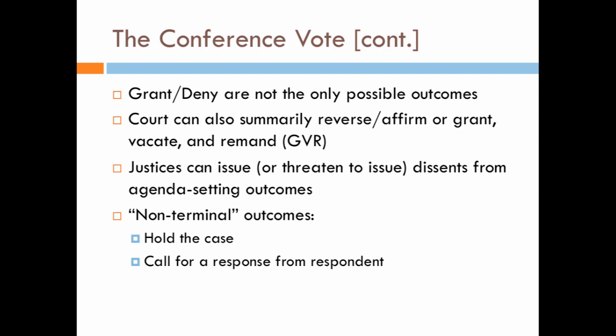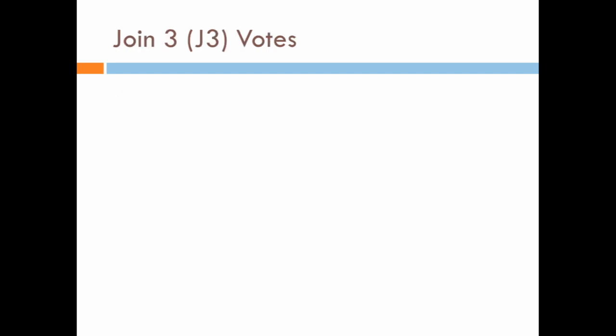If this respondent had waived their response, the court can CFR, which is call for a response, and elect not to make a cert decision until they review the arguments from the respondent. And finally, the Supreme Court can call for the views of the Solicitor General, CVSG, which means, again, to quite literally call for the views of the Solicitor General. This occurs when the justices want the Solicitor General to weigh in on the case, and that's something that we'll talk about in greater detail in a subsequent lecture.